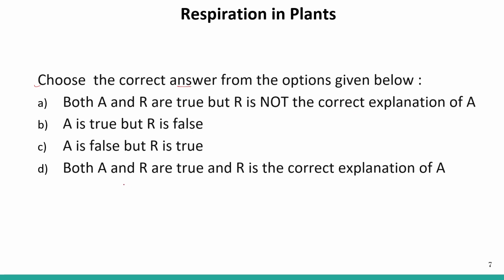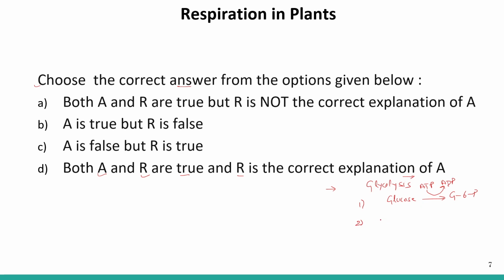Now we know that the assertion and reason both are true and the reason is the correct explanation of the assertion. Okay, let's talk about glycolysis where ATP is used. Okay, first they are saying when glucose is converted into glucose 6-phosphate, here one ATP is utilized and it is converted into ADP. Okay, this reaction is catalyzed by the enzyme hexokinase.